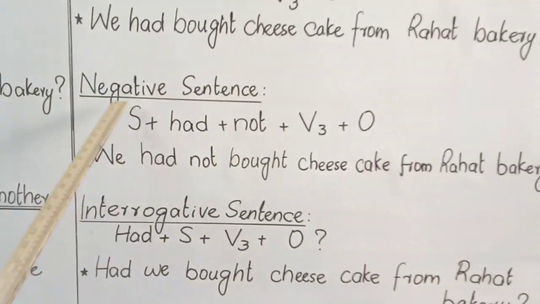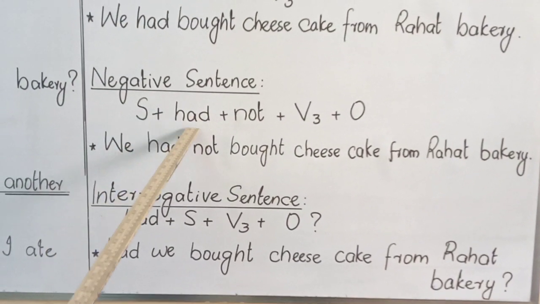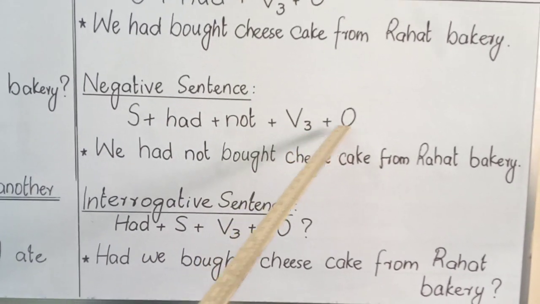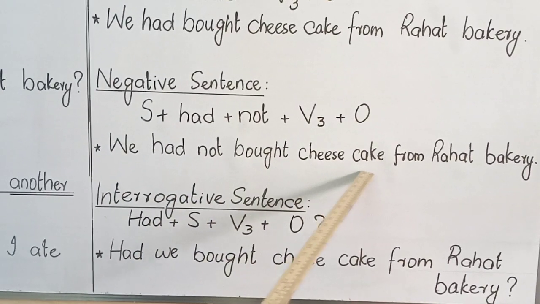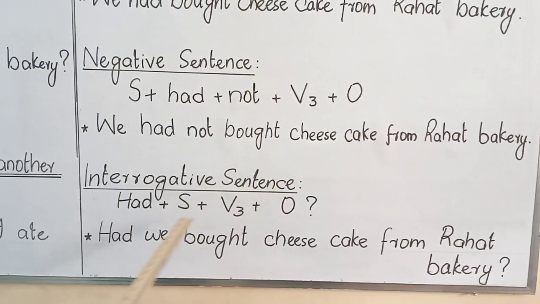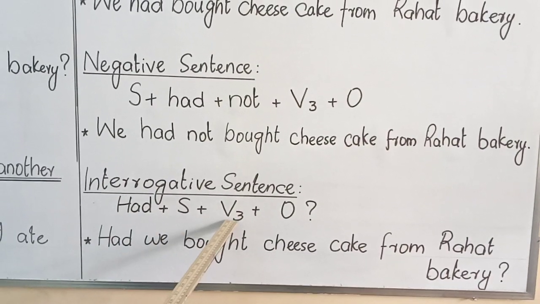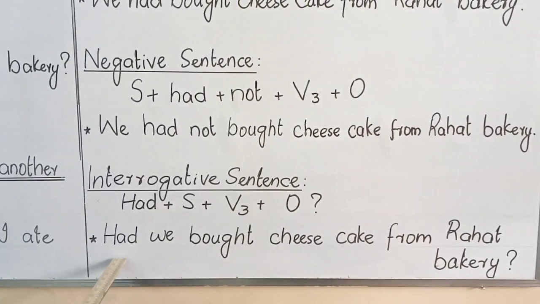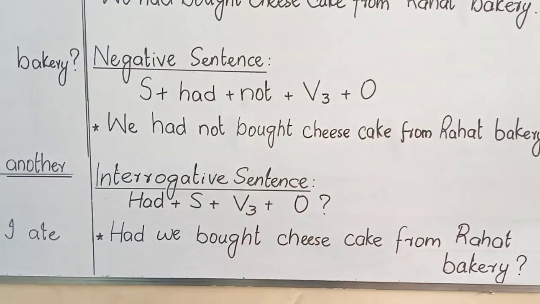Come to the next, negative sentences. The formula: subject plus had plus not plus V3 or past participle plus object. Example, we had not bought cheesecake from Rahat Bakery. For interrogative sentence, helping verb will come first. Had plus subject plus V3 or past participle plus object. The example is, had we bought cheesecake from Rahat Bakery. So this is all about past perfect tense.